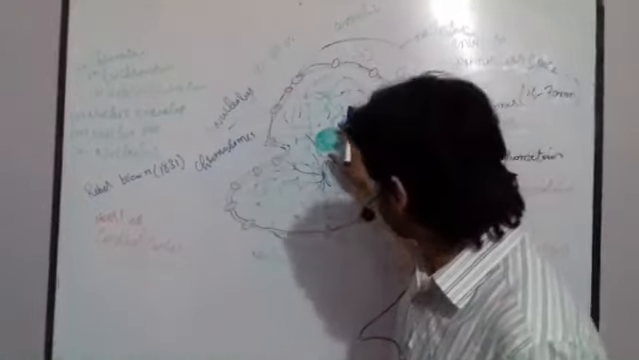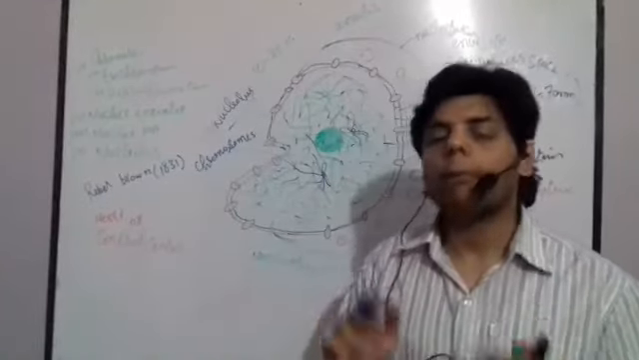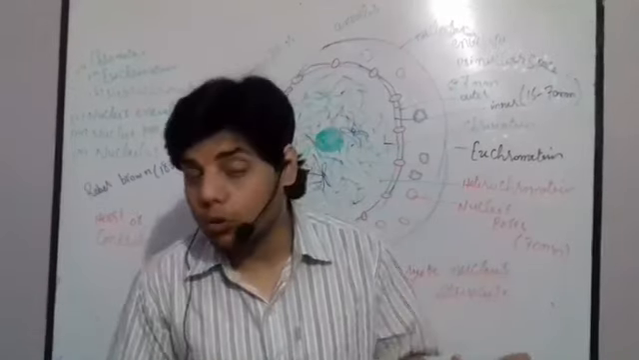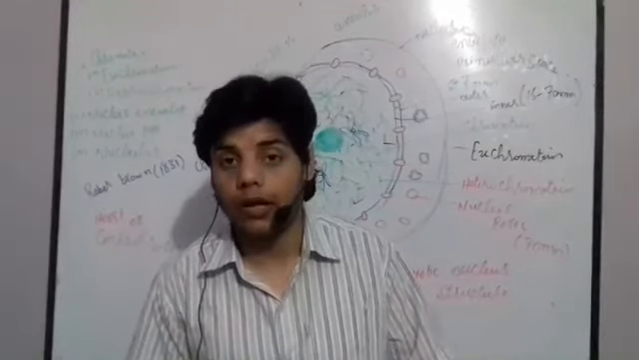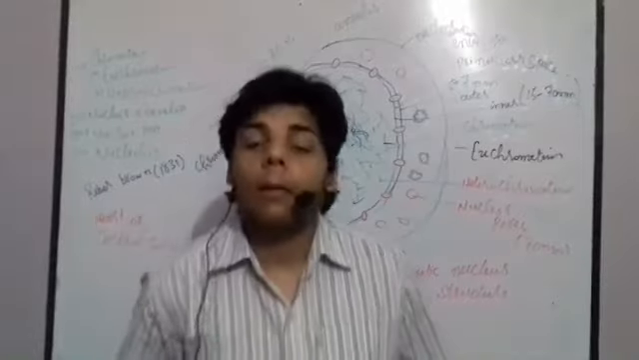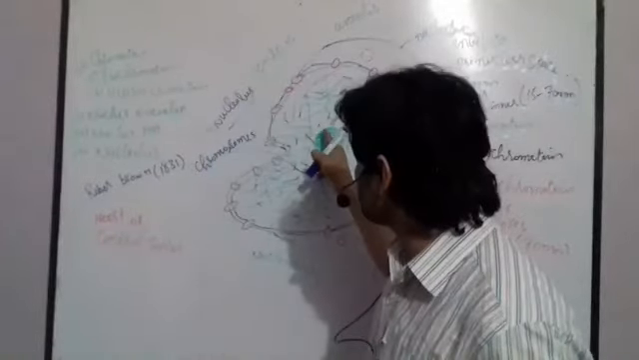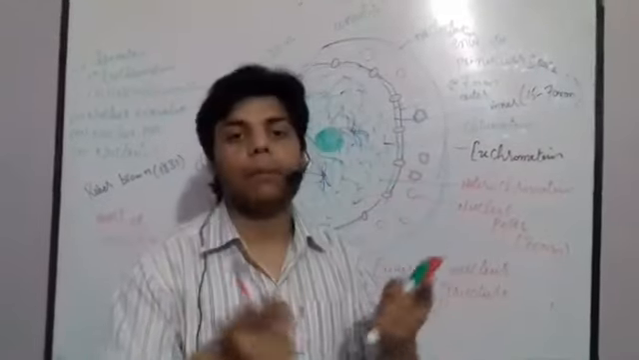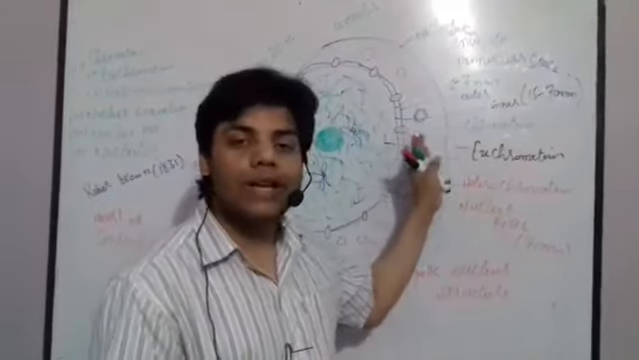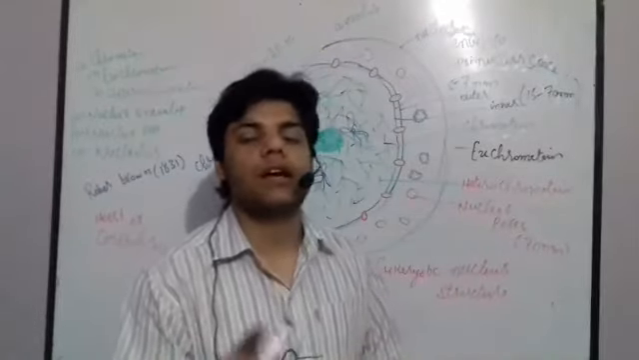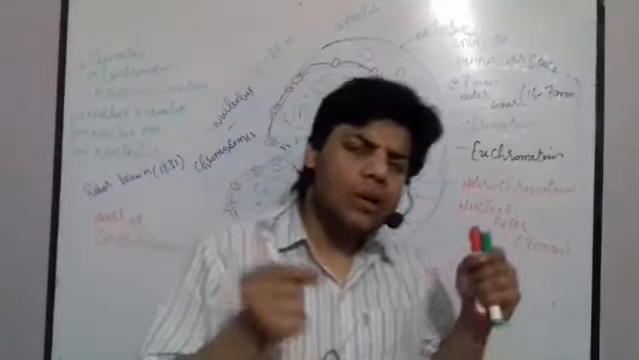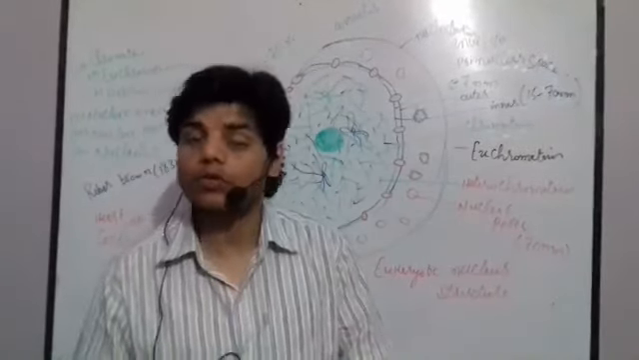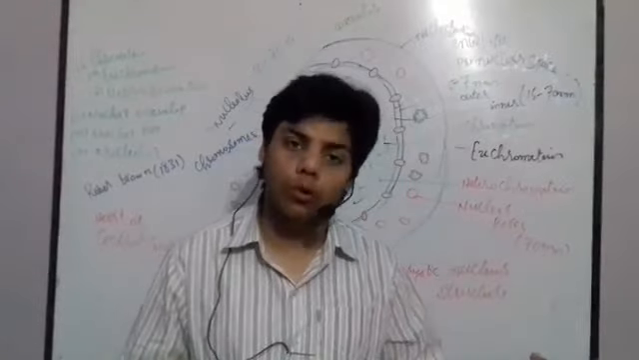I made one nucleolus here, but some cells contain two nucleoli, and some cells can contain three. One thing more, the nucleolus doesn't contain a membrane. The nucleus contains a membrane, but the nucleolus doesn't. Some cells have two nucleoli, some have three, so it doesn't mean that cells have only one nucleolus.